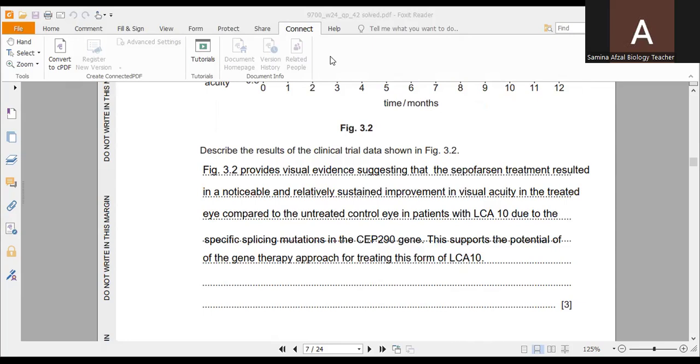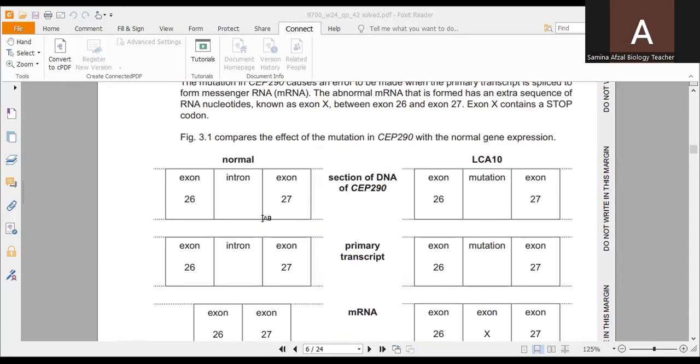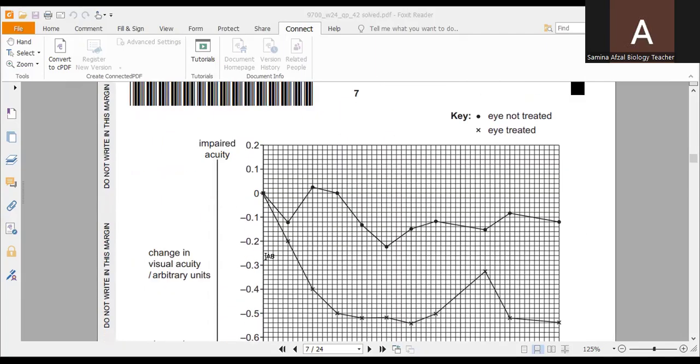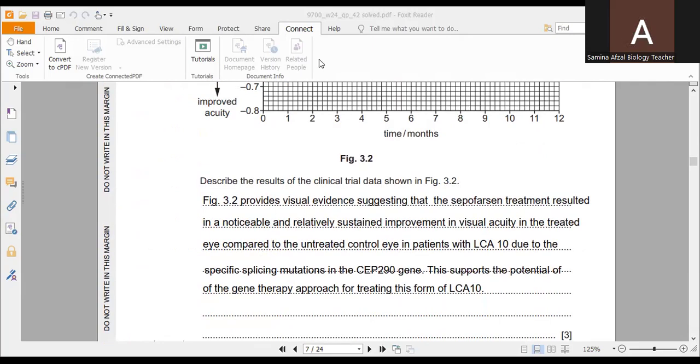So here you can see, first of all, we are moving towards image one. You can see over here LCA10 and there is normal. And then we are moving to the graph. We will discuss figure 3.2. So we have to discuss the second one. In here you can see in the graph.